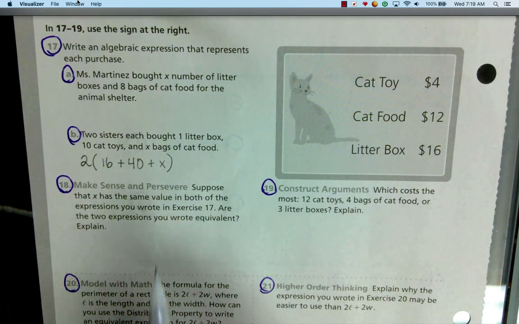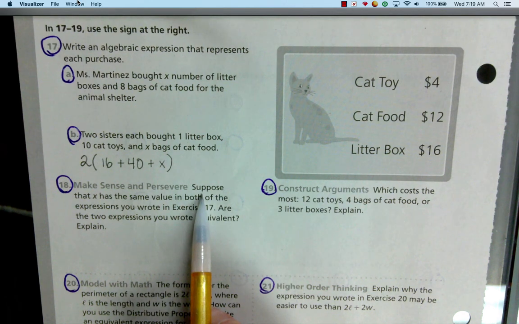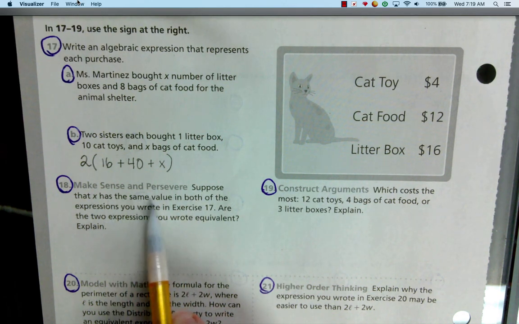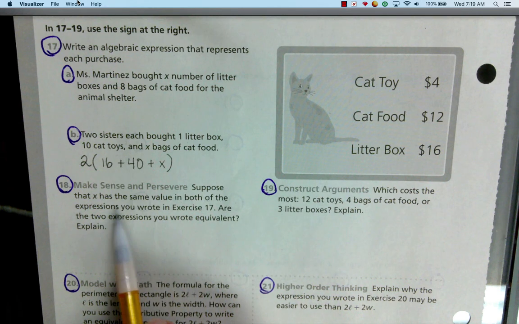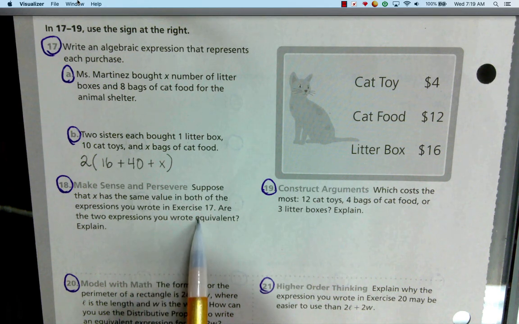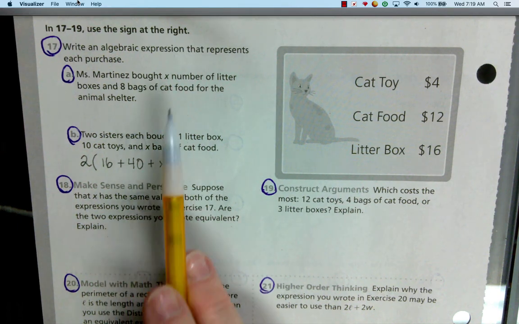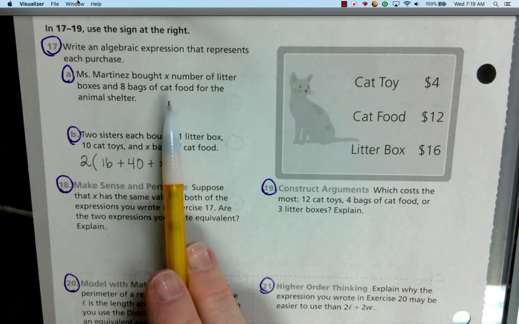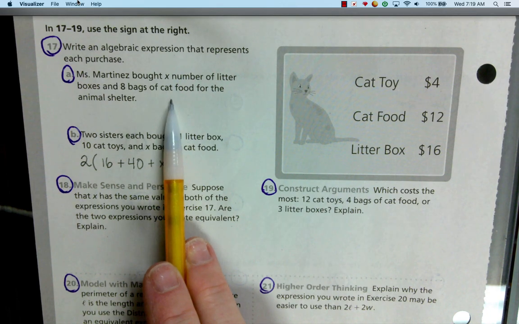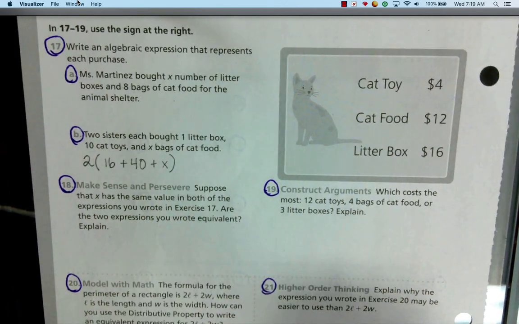Okay. So, looking at 18, suppose that X has the same value in both of the expressions you wrote in 17. Are the two expressions you wrote equivalent? Explain. Okay, so you need to write your expression here and then simplify and see, are they equivalent?